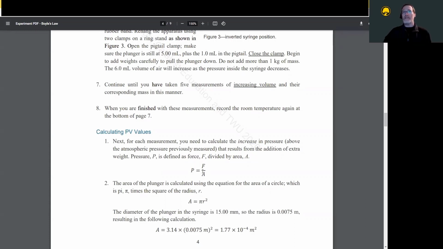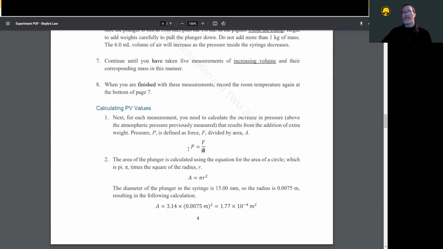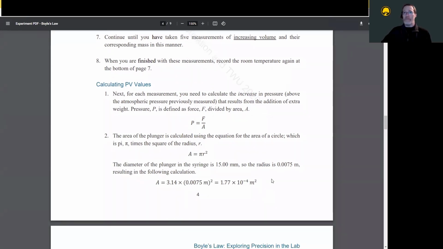What we need to figure out here is the force, which is going to be from the weight that we're putting on it being pulled on by gravity. And we need to figure out the area over which that force is being applied. That's going to be the cross-section, or the diameter, of the plunger of the syringe. They do some of the math for you. They say the plunger of the syringe is a circle, and the area of a circle is pi r squared. They tell us that the syringe being used in this experiment is 15 millimeters across. So there's the radius, there's the math. This is the area of that syringe plunger in square meters. So they did that for you.